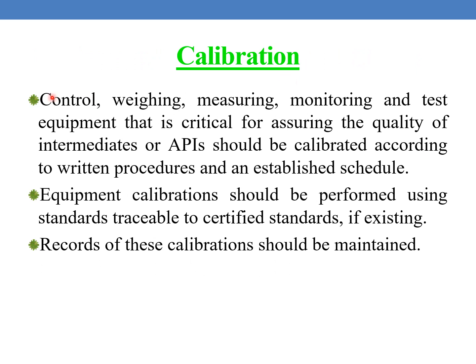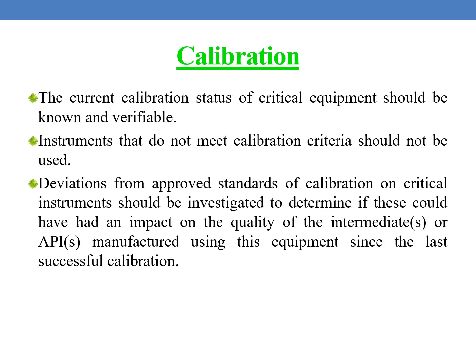Coming to calibration. Control, weighing, measuring, monitoring and test equipment that is critical for assuring the quality of the intermediates or API should be calibrated according to written procedures and an established schedule. Equipment calibration should be performed using standards traceable to certified standards if existing. Records of these calibrations should also be maintained. The current calibration status of the critical equipment should be known and it should be verifiable.